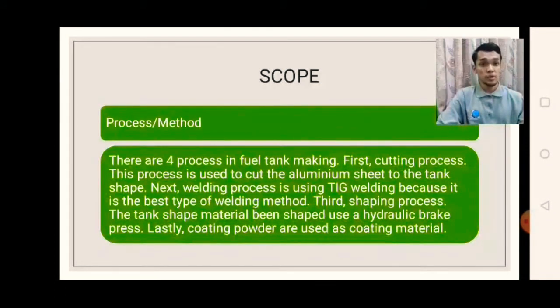First is the cutting process. This process is used to cut the aluminum sheet to the tank shape. Next, the welding process. We have chosen TIG welding because it is the best type of welding method. Third is the shaping process. The tank shape material is shaped using a hydraulic brake press. And lastly is the coating material. We have chosen powder coating as the coating material.